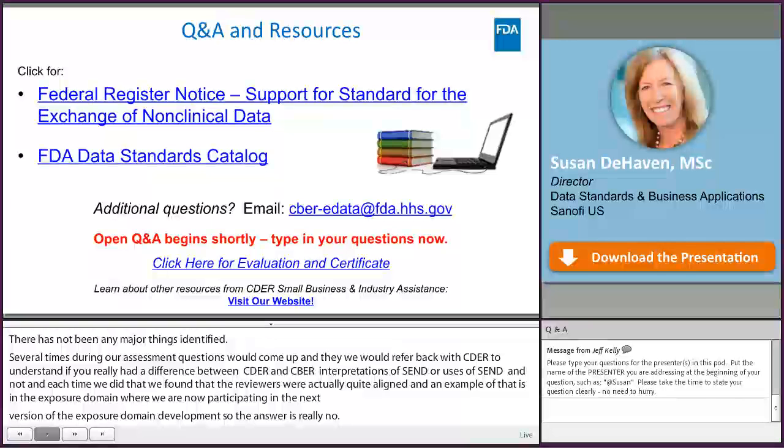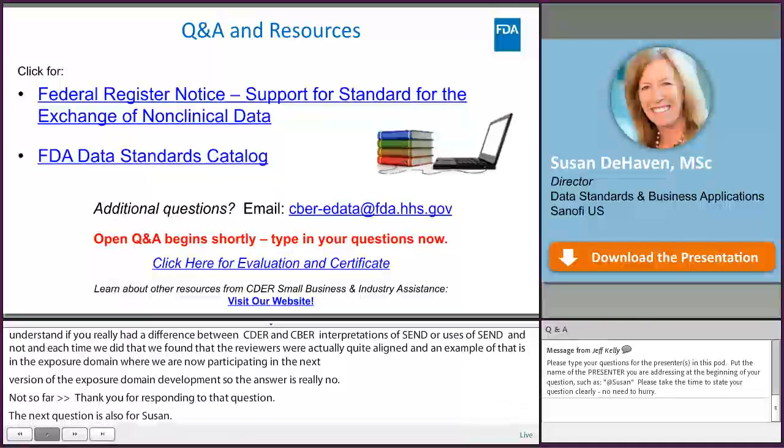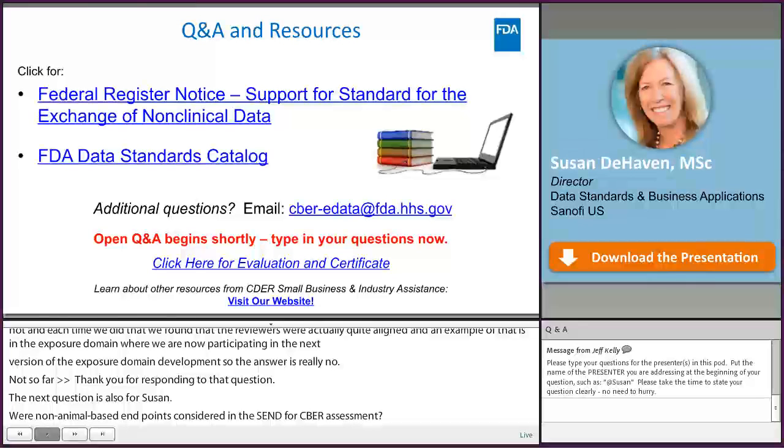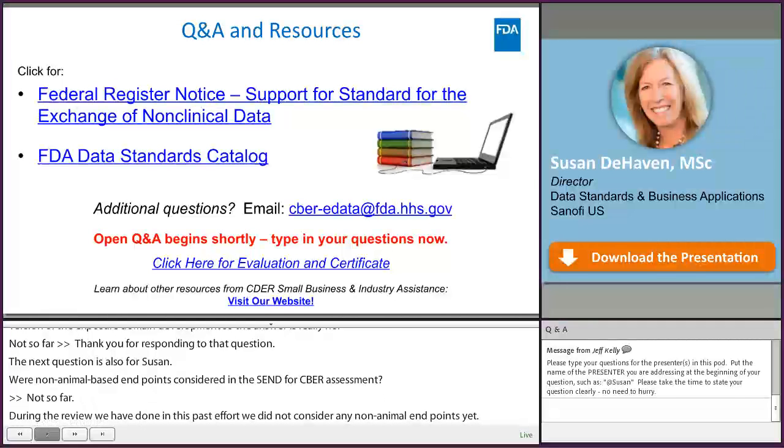Were non-animal-based endpoints considered in the SEND for CBER assessment? Not so far. During the review that we've done in this past effort, we did not consider any non-animal endpoints yet. CDISC is developing some in vitro endpoints through GeneTox right now, but we are not assessing that, and they're not included in the requirement yet.